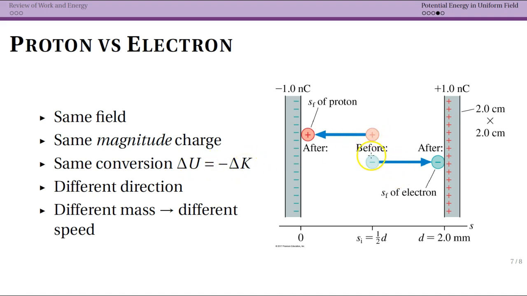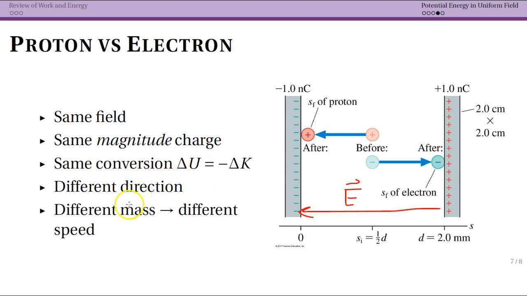Well, what if we let them go from rest, both in the center? We know that our positive charge is going to go to the left, and our negative charge is going to go to the right. Why is that? Well, our electric field is pointing to the left. And it is uniform, but I'm just going to draw one field line. So our positive charge goes with the field, our negative charge goes away from the field. So we have different directions.